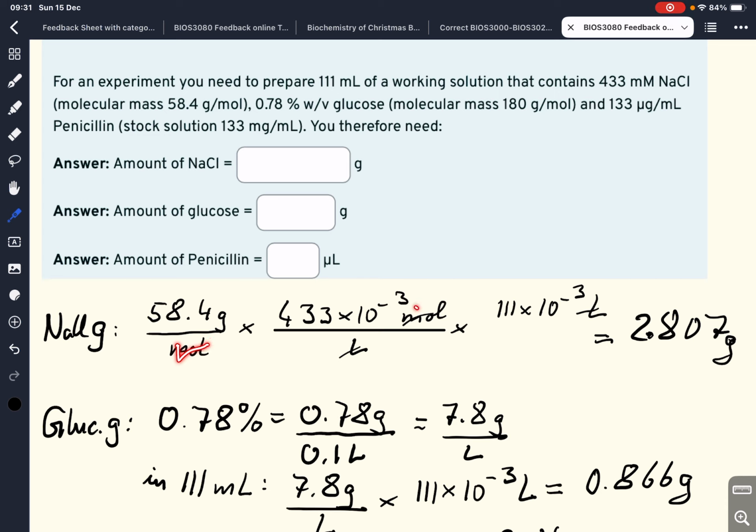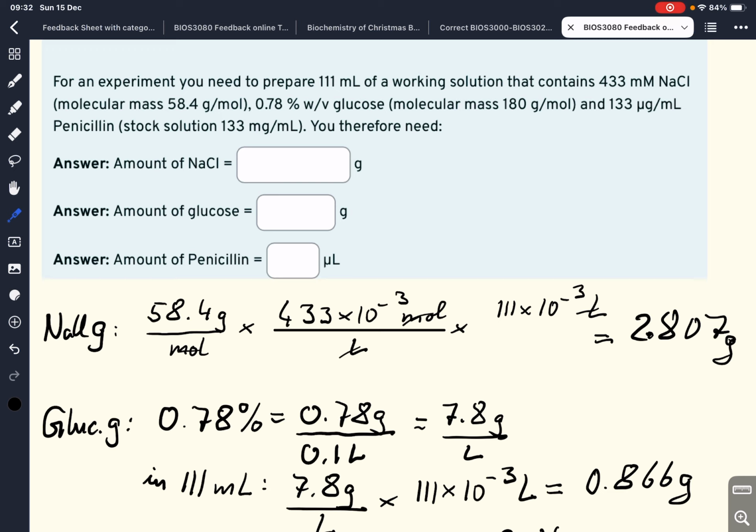So we see that the mole cancels out. We just have to deal with the liters. And we need to find something that cancels out the liters. And we've got 111 milliliter, which we can write as 111 times 10 to the minus 3 liters. And now the liters cancel out. The only unit that is left is gram, and that is exactly what we were looking for. So we can put that into a calculator, and we would get roughly 2.807 gram.